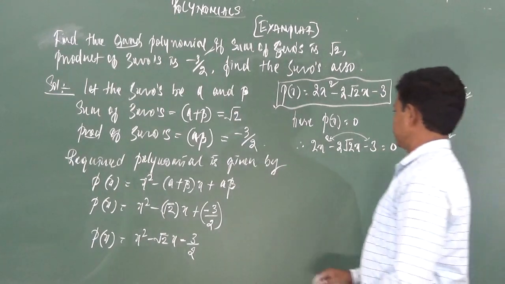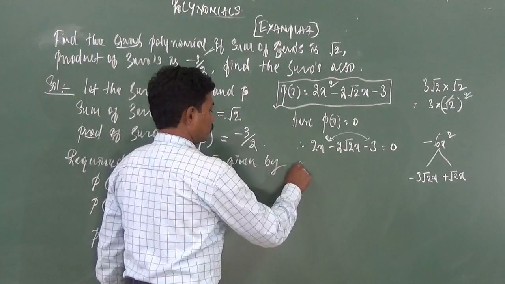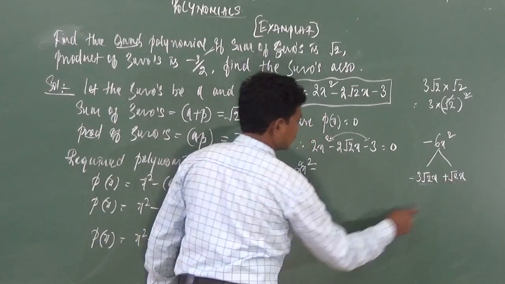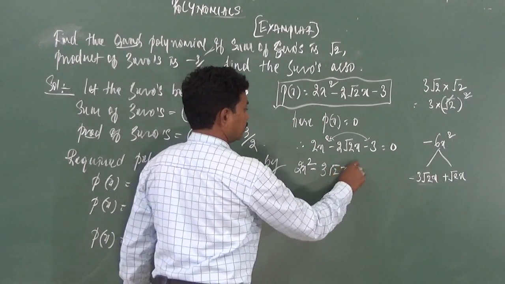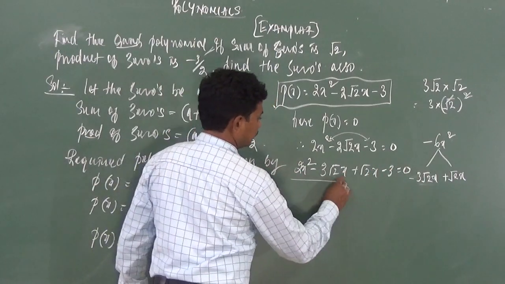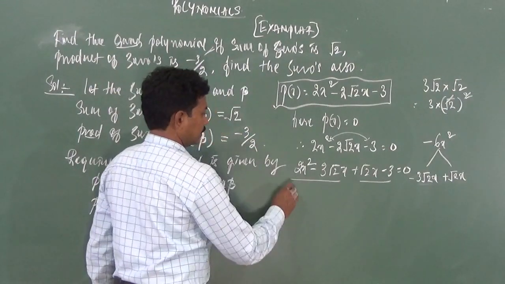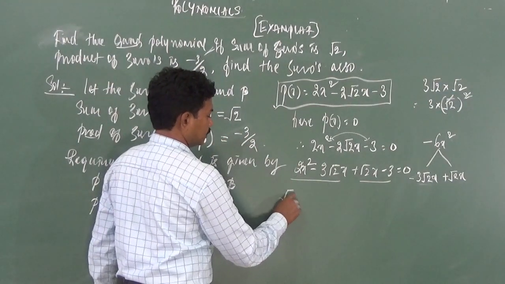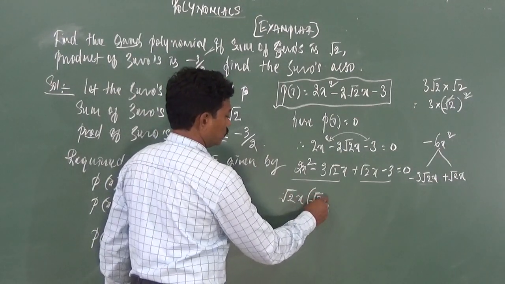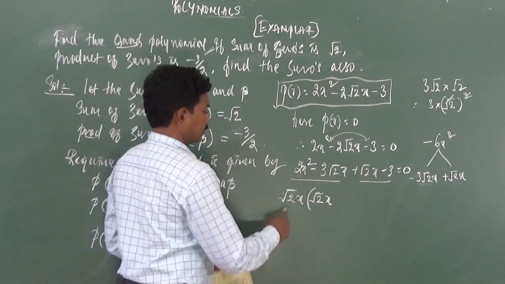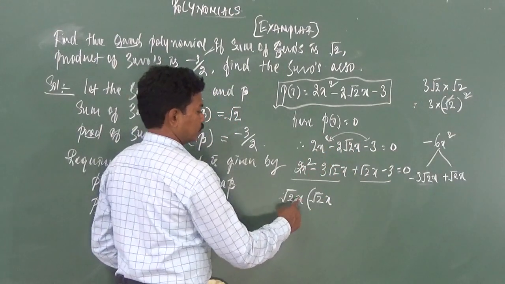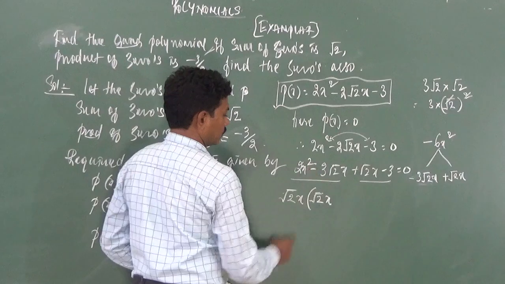I hope it tallies. So instead of minus 2 root 2x, we will write this and this. So 2x square minus 3 root 2x plus root 2x minus 3 is equal to 0. We take the first two terms and take root 2x as common, because root 2 into root 2 gives root 2 whole square, where square and root get cancelled, so that becomes 2. x into x is x square.